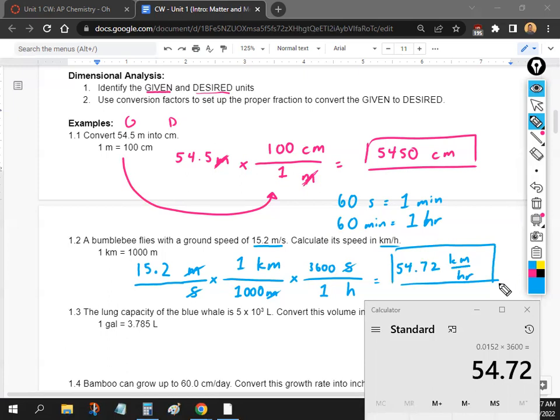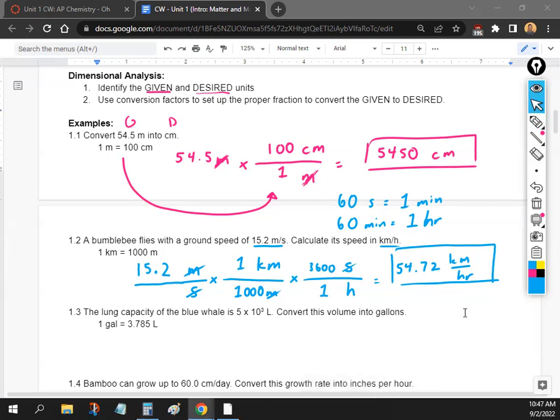Any questions on that one? Alrighty. Okay, let's go on to the third one. And then after that, we'll go into the next section. We'll skip 1.4. I'll give you the answer, so you can check your answer if you want to do it as a practice problem. But we're going to skip 1.4 in class.